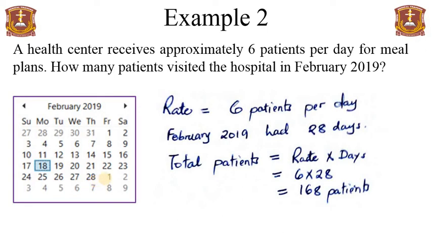So that simply means the number of days in that month is 28, and our rate is 6 patients per day. So in the simple approach, we simply get the total patients during that time would be approximately the product of the rate and the days, which is 6 times 28, which is 168 patients. Very simple questions and very nice ways of trying to understand what we mean by rates.